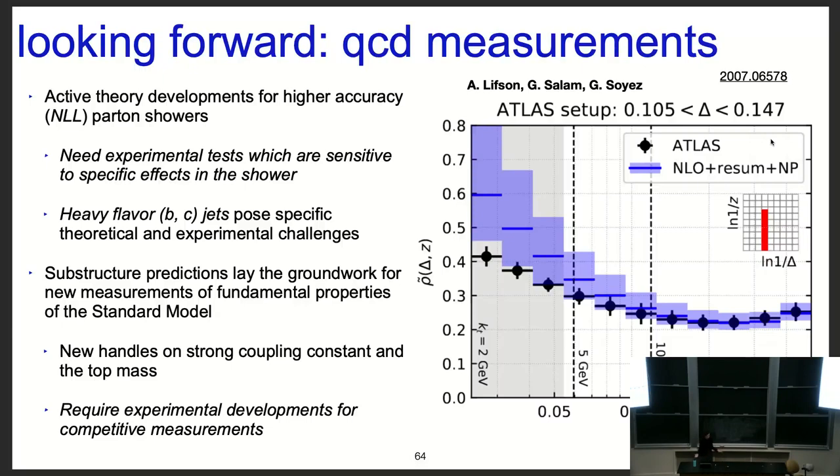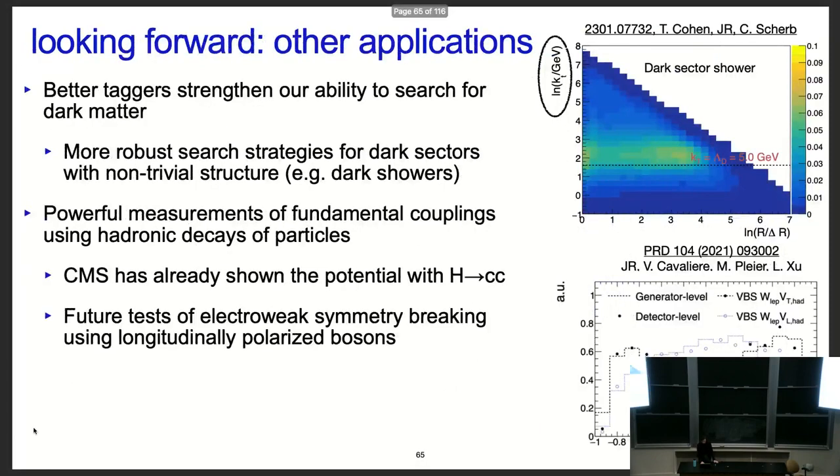I think the other thing to point out here, for anyone interested, certainly I'm working on the Higgs, is that heavy flavor jets, Bs and Cs, pose very specific challenges, both theoretically and experimentally. And so this is also an area where more measurements are going to be important in the coming years. And I'm just going to skip over this in the interest of time.